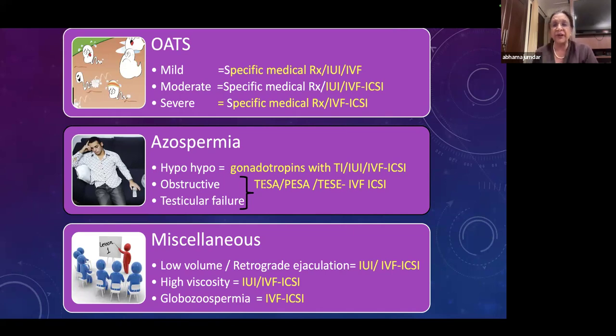Miscellaneous: low volume, retrograde ejaculation. Well, I have treated some patients myself where we ask them to pass urine first, alkalize the urine well by giving lots of soda bicarb, then ask them to ejaculate, and then ask them to pass urine, which is mainly semen, into a container, prepare it, and use it for IUI or IVF ICSI. High viscosity can be treated very well while processing the semen for IUI or for IVF ICSI. Globozoospermia, I really don't know how to go about it. I think IVF ICSI is the best choice for this.